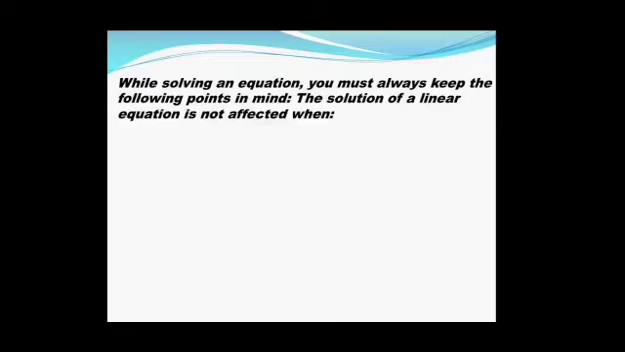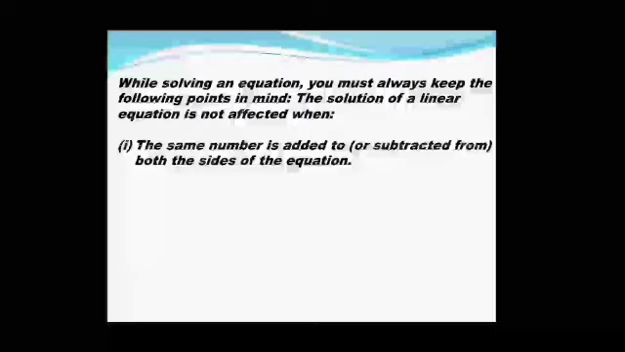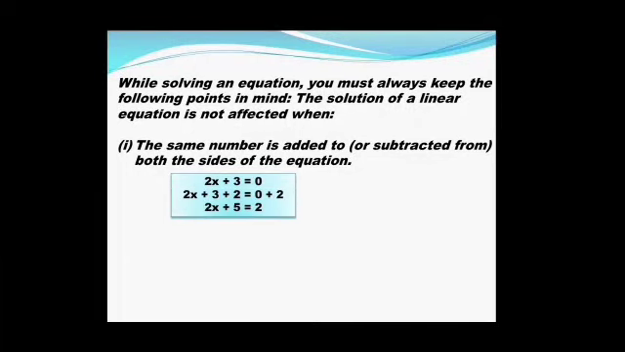While solving an equation, you must always keep the following points in mind. The solution of a linear equation is not affected when the same number is added to or subtracted from both the sides of the equation. Let's see one example, 2x plus 3 equals 0. If we add 2 on both sides, we will get 2x plus 5 equals 2. And if we subtract 2 from both sides, we will get 2x plus 1 equals minus 2.